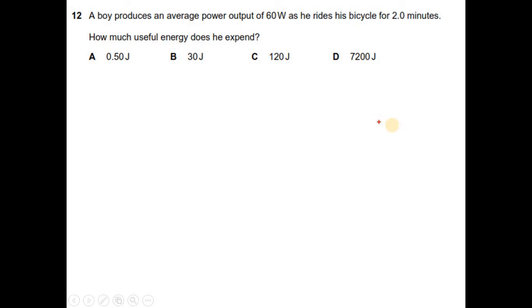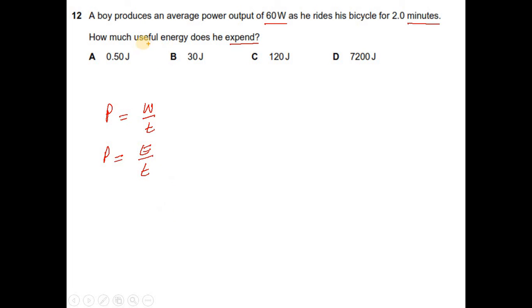Question number 12. A boy produces an average power output of 60 watt as he rides his bicycle 2 minutes. How much useful energy does he expend? So it's all about power. So we know that the formula for power P is equal to work done upon time, or you can say power is energy upon time.